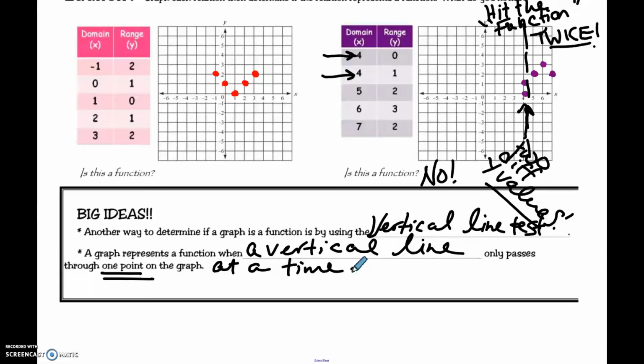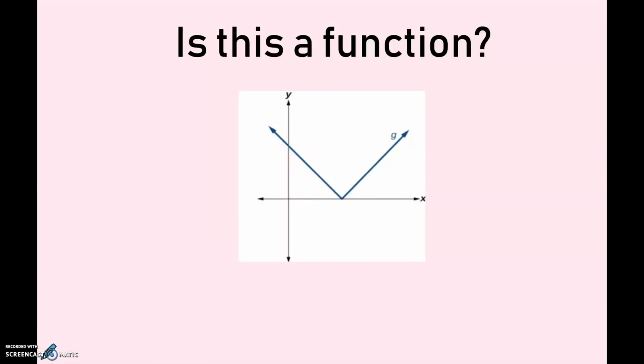So in other words, we can't have what we saw over here happen, where one vertical line hits those points twice. Take a second to visualize the vertical line test on this graph. Is this graph a function?